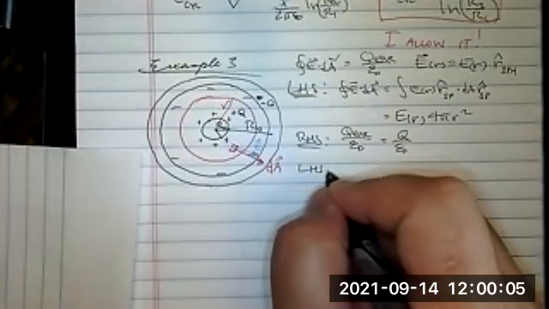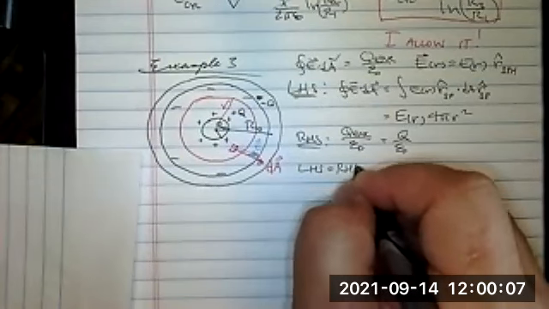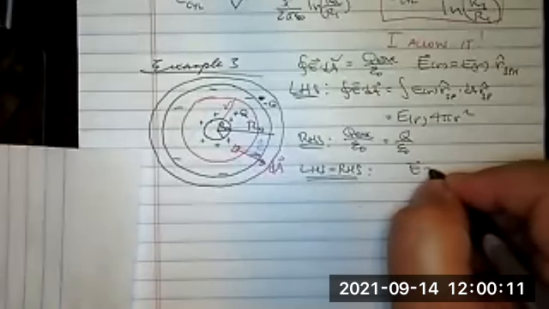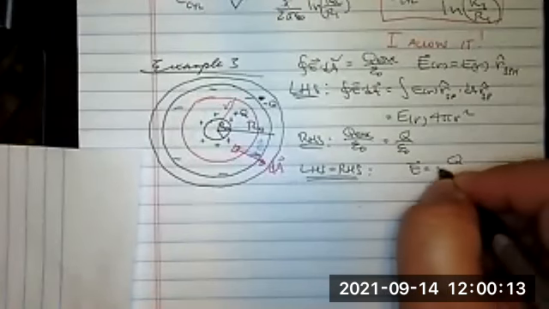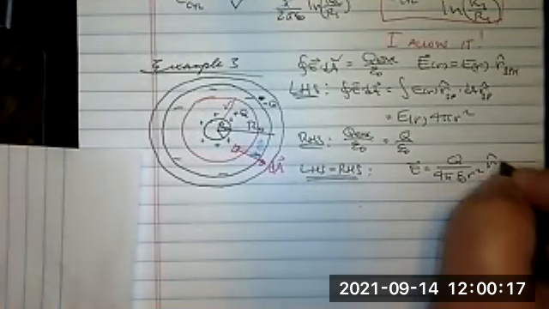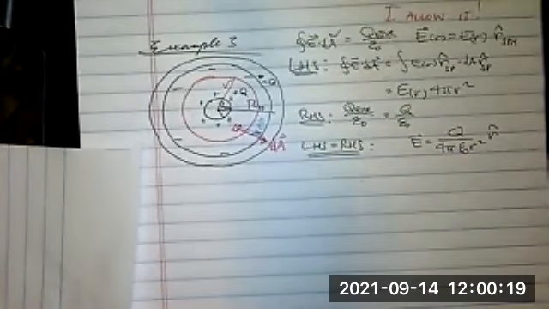So left-hand side equals right-hand side. I'm going to skip a lot of steps here. It just turns out that E is equal to Q over 4 pi epsilon naught R squared R hat. Right?